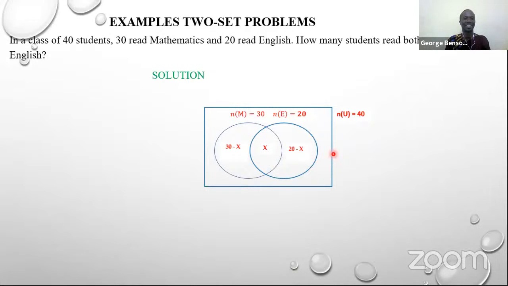The question says, and let me add that this was, if my memory serves me well, a past question I picked from the set of past questions that was sent to me. In a class of 40 students, 30 read mathematics, 20 read English. How many students read both mathematics and English? I hope you can all see the questions on the screen.